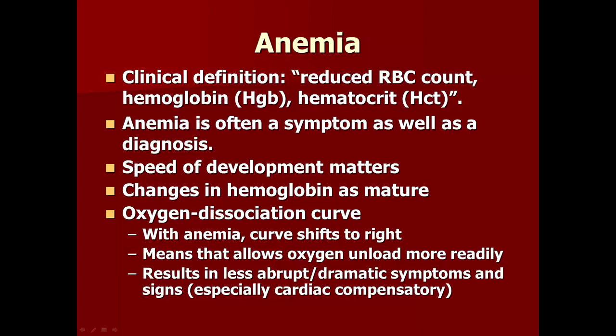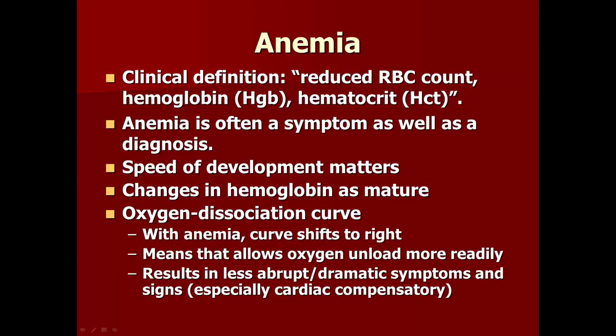One of the most important things that we always want to remember about anemia is that it's often a symptom as well as a diagnosis. As a result, when you see anemia, it is not normal. It's important that we look for the reason for the anemia. We know that speed of development matters, and we know that hemoglobin changes. The level of hemoglobin changes as we mature, and we also know that the level of anemia affects our ability to dissociate oxygen. So let's go back over each of those.